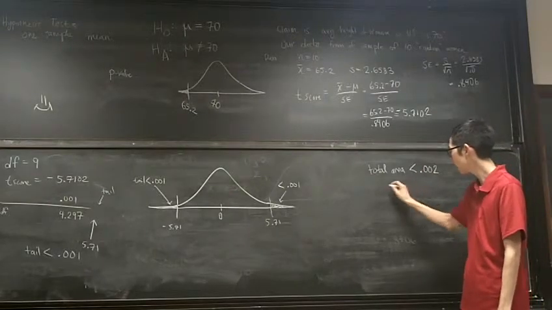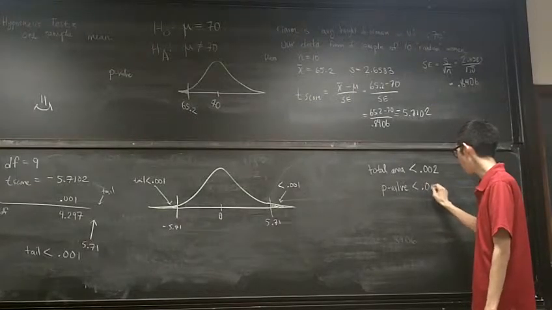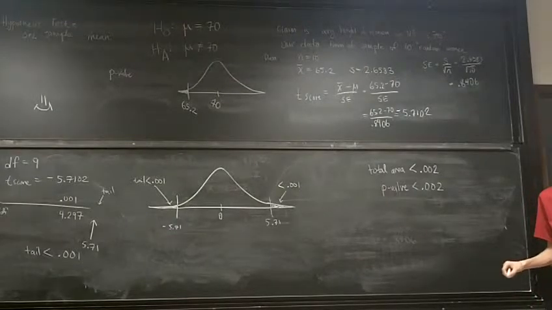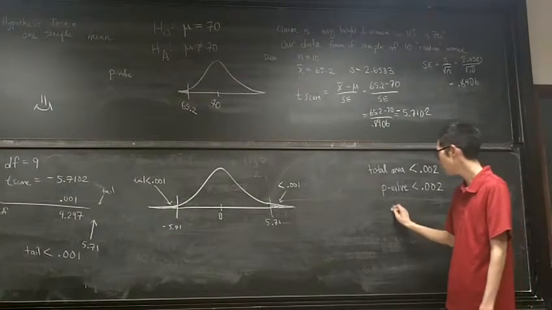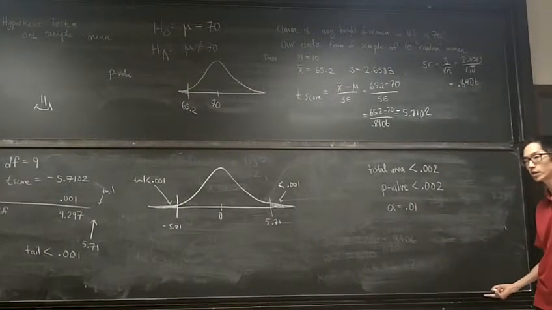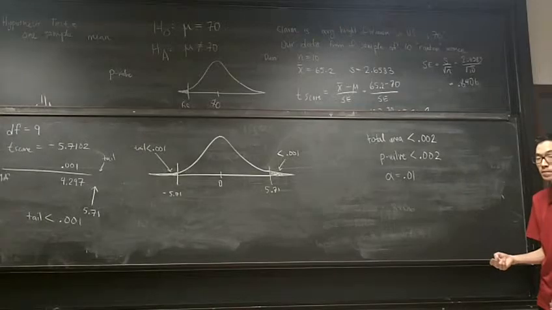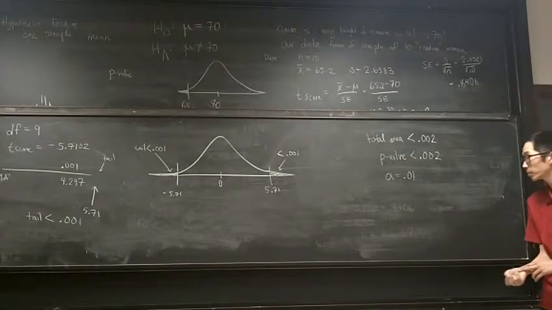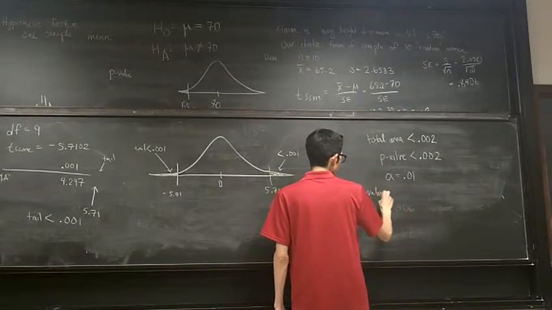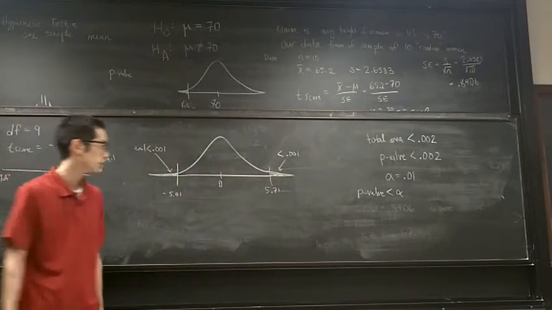So my total area, or in this case, my p-value, is less than 0.002. Let's say my alpha is 1%, 0.01. How does my p-value compare to alpha? Yeah, my p-value is smaller than alpha, right? So if my p-value is smaller than alpha, what conclusion do I make? I reject the null.